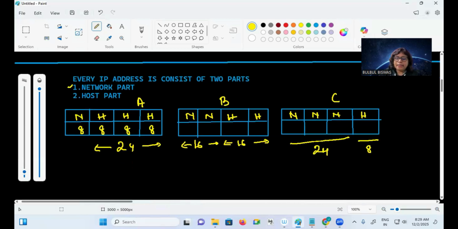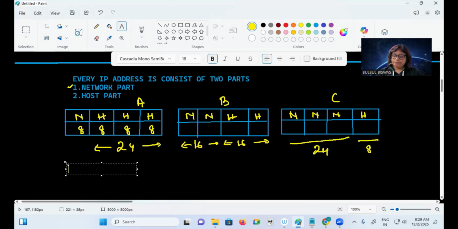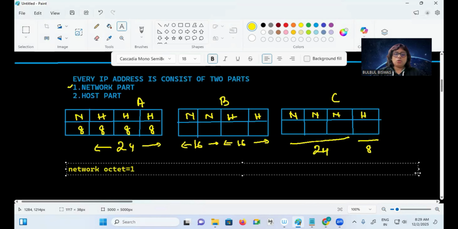We can describe the same thing in two ways. Look very clearly at how I am doing it. If I go by the network octets, in class A, 1 octet is reserved for network. Yes or no? In class B, 2 octets are reserved for network purposes. And in class C, 3 octets are reserved for network purposes.